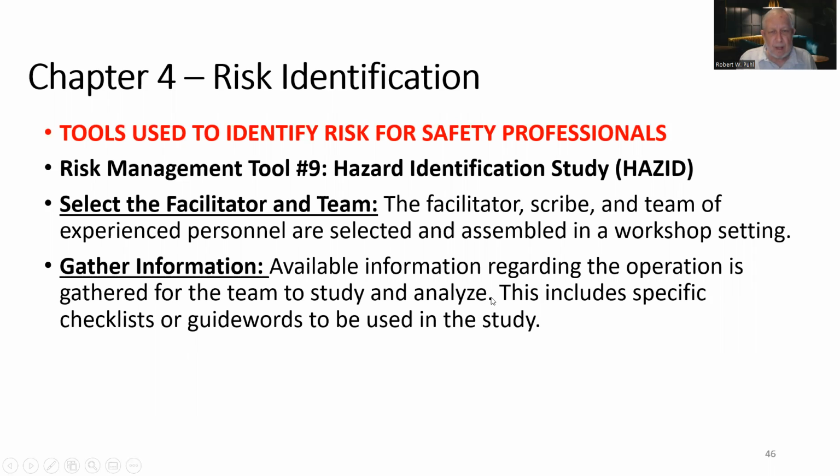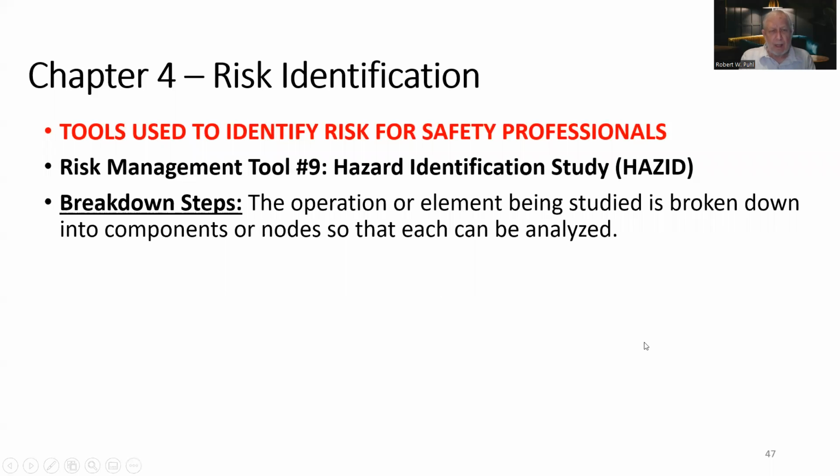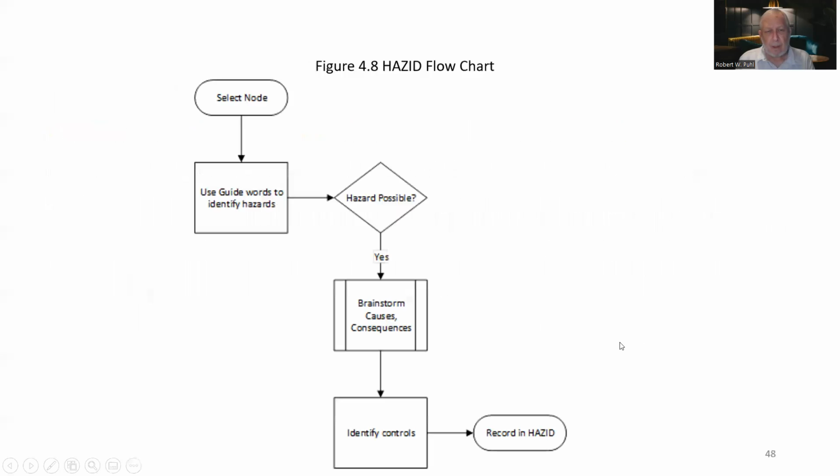Gather information. Available information regarding the operations is gathered for the team to study and analyze. This includes specific checklists or guide words to be used in the study. Break down steps. The operation or element being studied is broken down into components or nodes so that each can be analyzed. So this is the hazard flow chart. Select a node, use guide words to identify hazards, brainstorm causes and consequences, identify controls and record those.